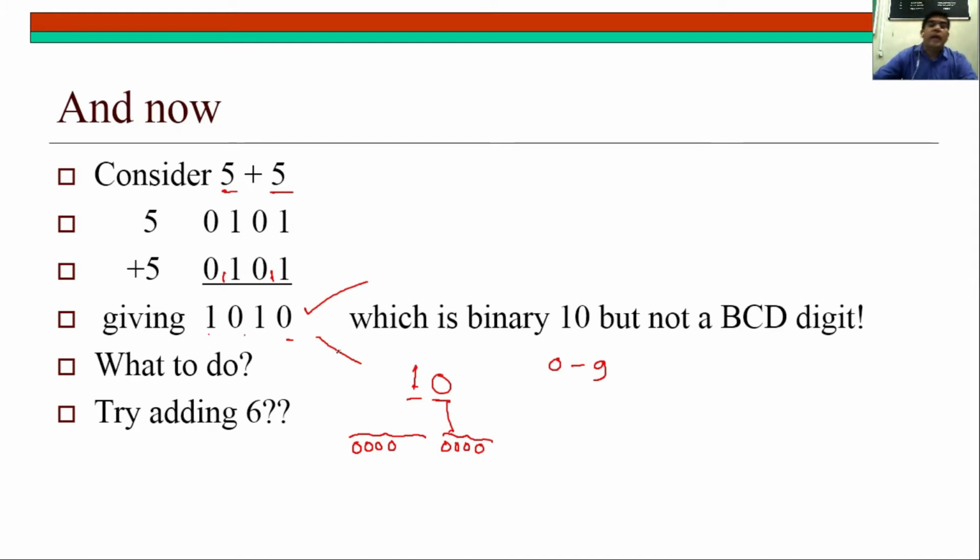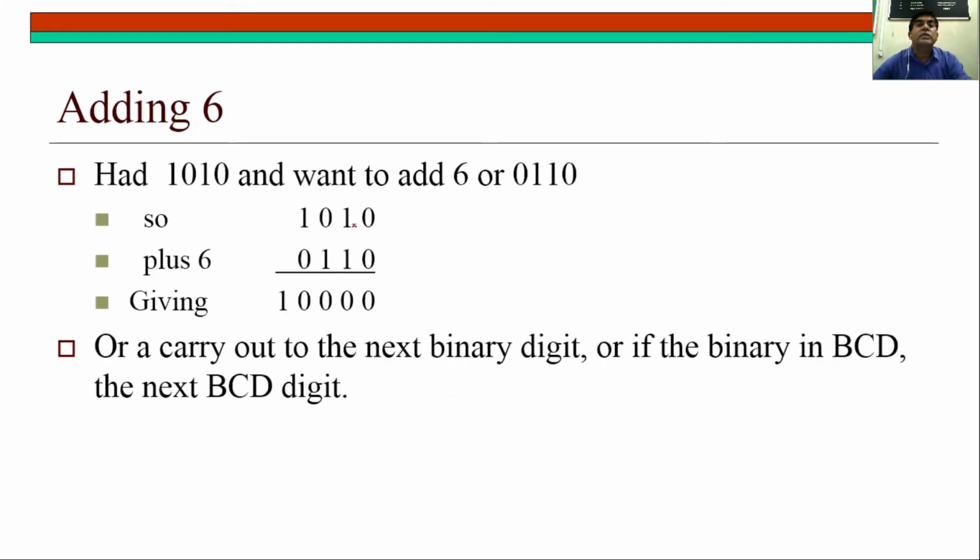Let us add 6 to this number. What happens? We see. 1010 was the answer. Now let us add 6 to it. Why 6 is to be added, I will tell you afterwards. If I add 6, you get 0 plus 0 is 0, 1 plus 1 is 0 carry 1, 0 plus 1 plus 1 is 0 carry 1, 1 plus 1 is 0 carry 1, and the carry 1 comes here.